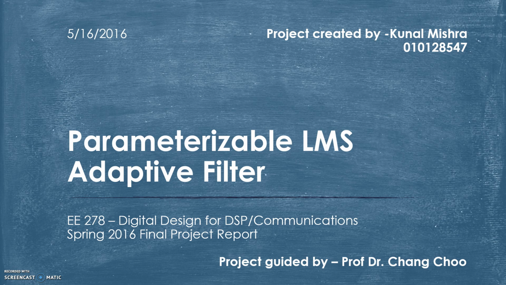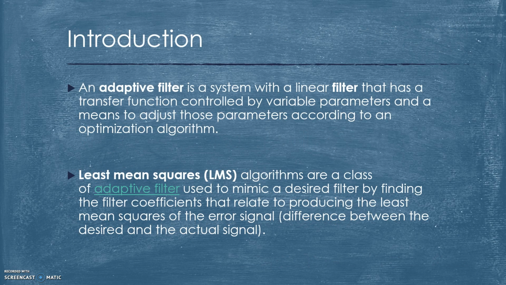So, moving towards the introduction of the filter. What is an adaptive filter? Normally, an adaptive filter is a system with a linear filter that has a transfer function controlled by variable parameters and a means to adjust those parameters according to an optimization algorithm. And this adaptive filter has very wide use in industry right now, and many FPGA applications and DSP applications have been based on adaptive filters.